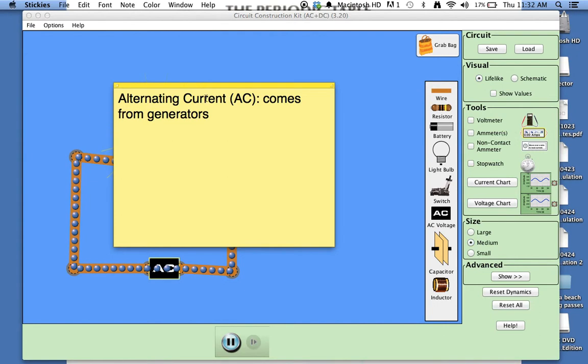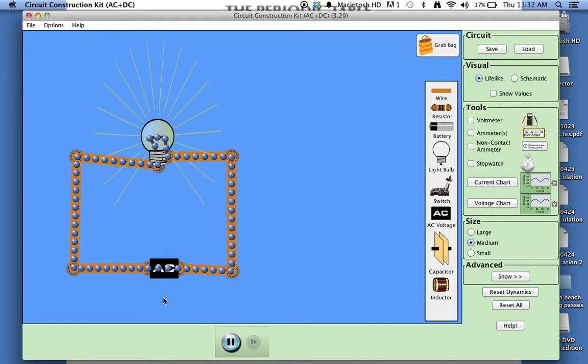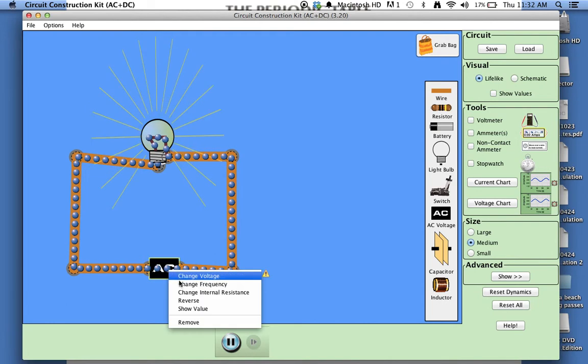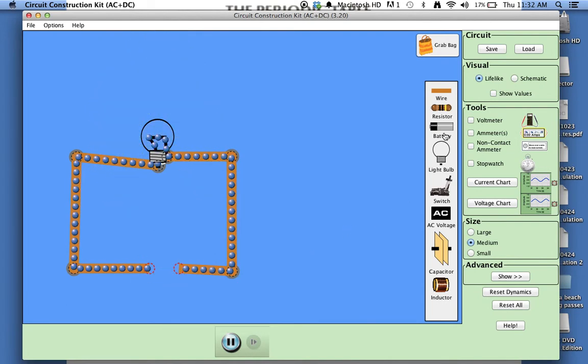Okay, now let's talk about direct current, or DC. This comes from either batteries or solar panels. Those are the 2 main sources of direct current. So if I replace this alternating current generator, let's say I'll remove it, and then I'll take a battery and stick it in here in my circuit.